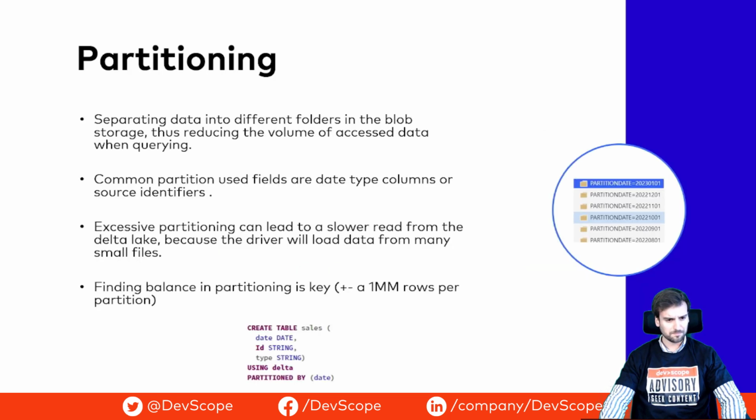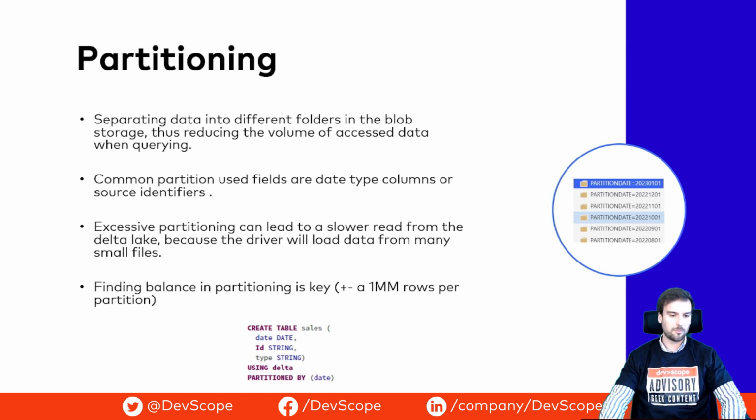So the first process is partitioning. Partitioning separates data into different folders in the blob storage, thus reducing the volume of accessed data when querying. Common partition fields used are data type columns or source identifiers, and when partitioning you need to watch out for excessive partitioning that can lead to a slower read from the delta lake because the driver will load data from many different small files. So it's important to find balance in partitioning, and you should choose partitions with more or less 1,000,000 rows per partition.